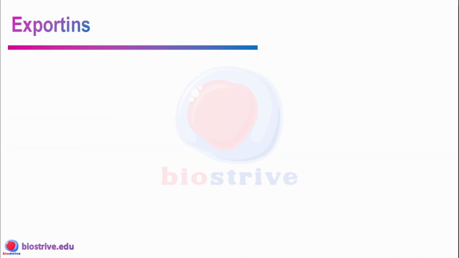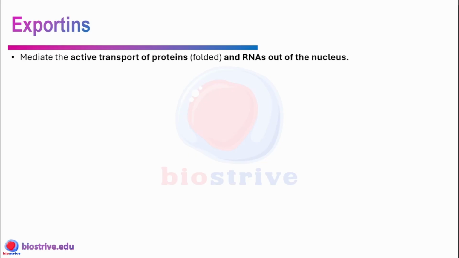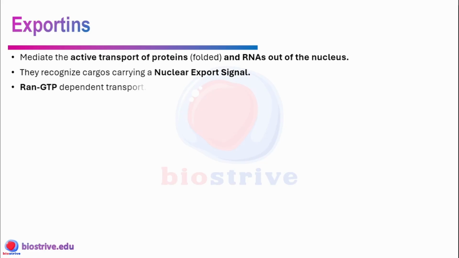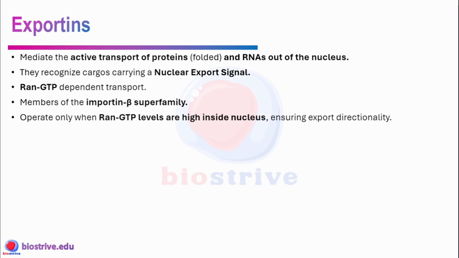Now let's talk about exportins. Exportins mediate active transport of proteins and RNAs out of the nucleus, just like importins do. They recognize the nuclear export signal and they are also RAN GTP dependent. They are members of the importin beta superfamily and they operate only when the RAN GTP levels are high enough inside the nucleus, so that they can ensure the directionality.